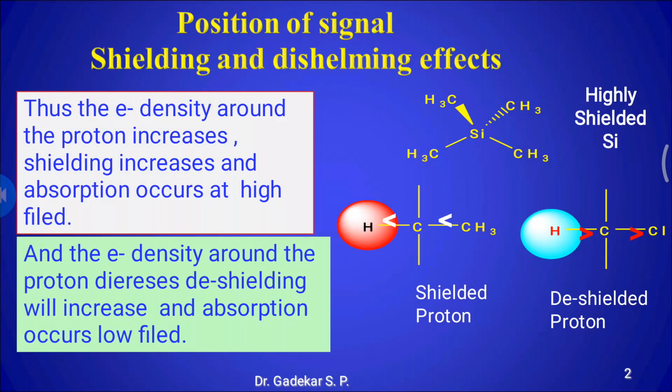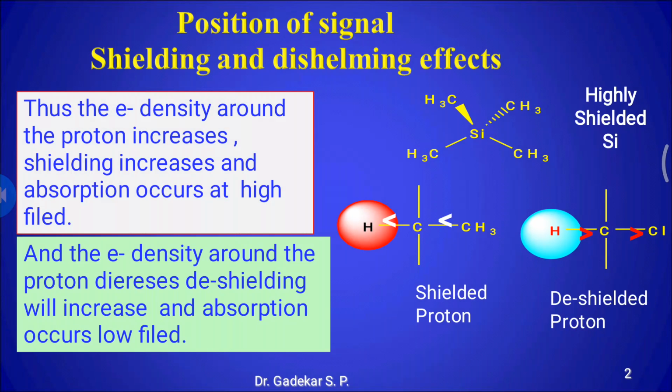Next, for example, the red colored protons. These red colored protons are shielded protons because the methyl group donates electrons towards the hydrogen, the plus I effect. So they are highly shielded protons and their position occurs at high field, the right hand side in the spectrum.